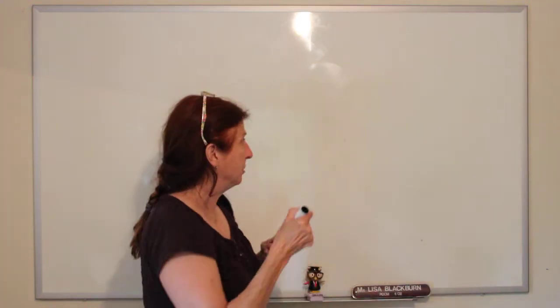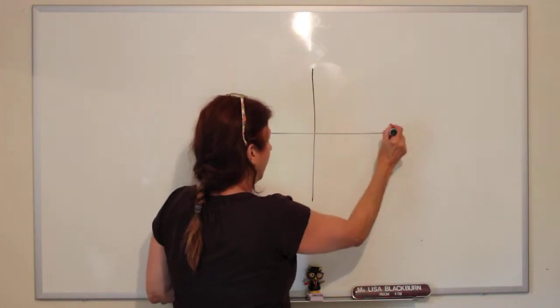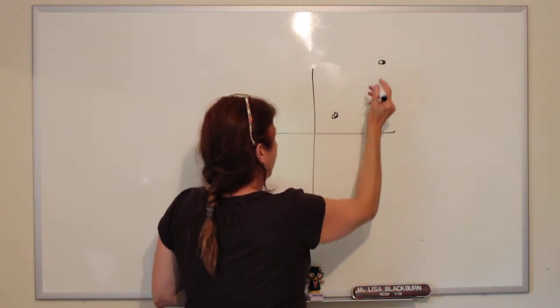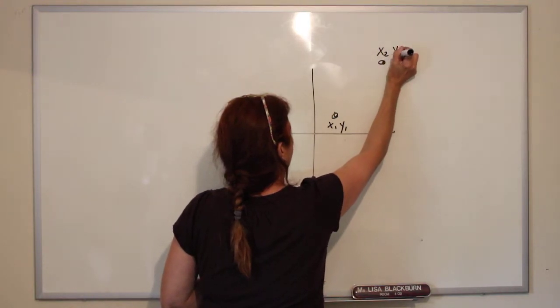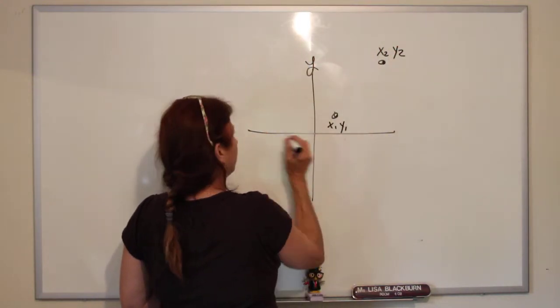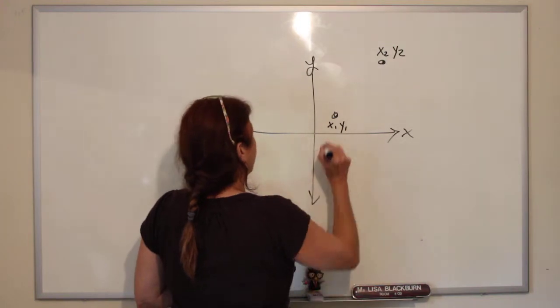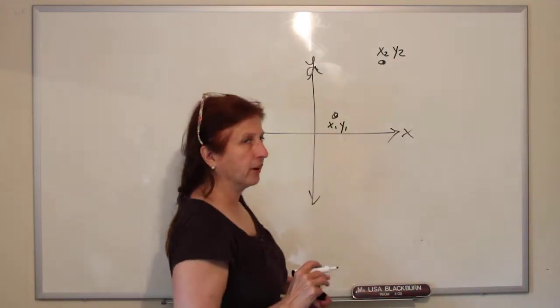In the coordinate plane, I have 2 points. This would be x1, y1. This would be x2, y2. This is the y-axis. This is the x-axis. These go on to the theoretical infinity.